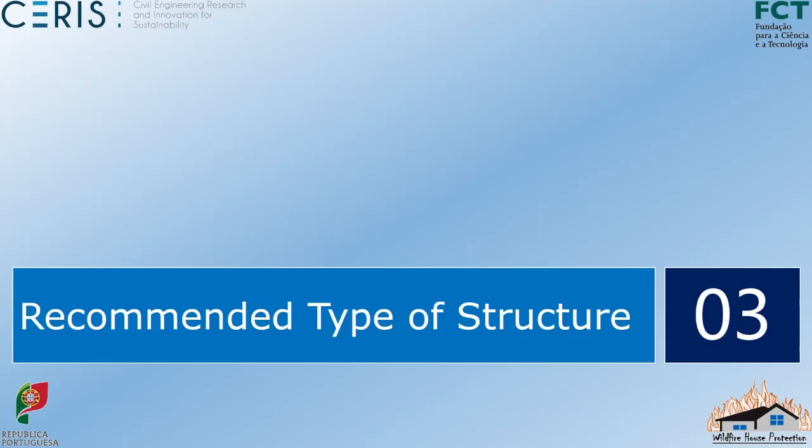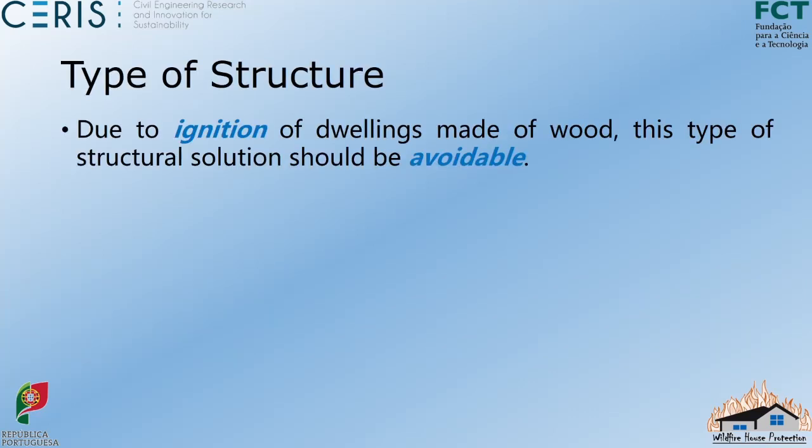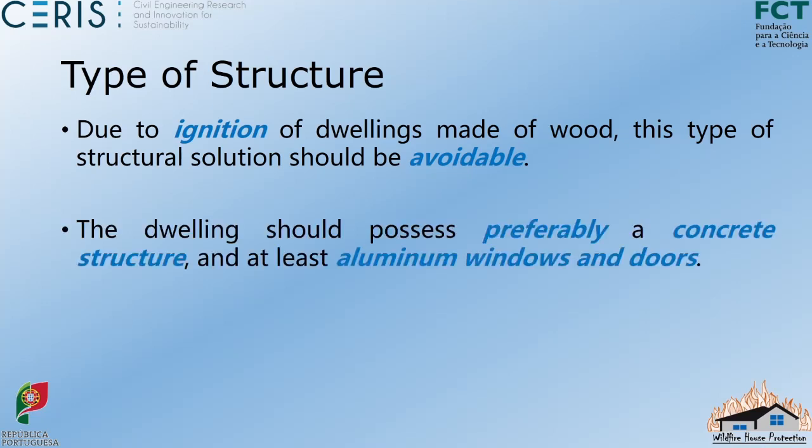So, recommended type of structure. Again, we already talked about this in a previous video, but I'll still rephrase it. Due to ignition, most of the dwellings were made of wood. Okay, this is true. The ignition of dwellings were those mostly made of wood. So this type of structural solution should be avoided. Okay, I'm not saying it's not possible. Avoidable. The dwelling must possess preferably a concrete structure.